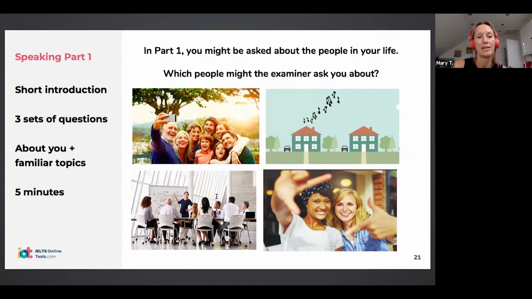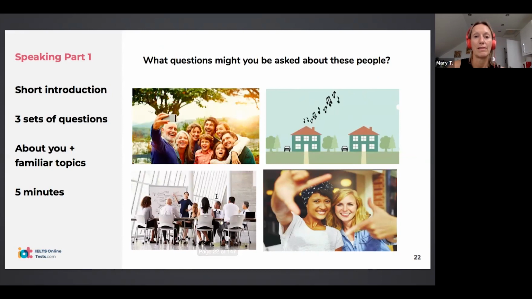Okay, so think about the types of questions you might be asked about these people. What kinds of questions do you think? Close friends, that's right. Yes, actually, sorry. So what kinds of questions might you be asked about these pictures? What about the top one with the family? Describe your family. Yeah. Tell me about your family. Good. Those kind of questions are fine.